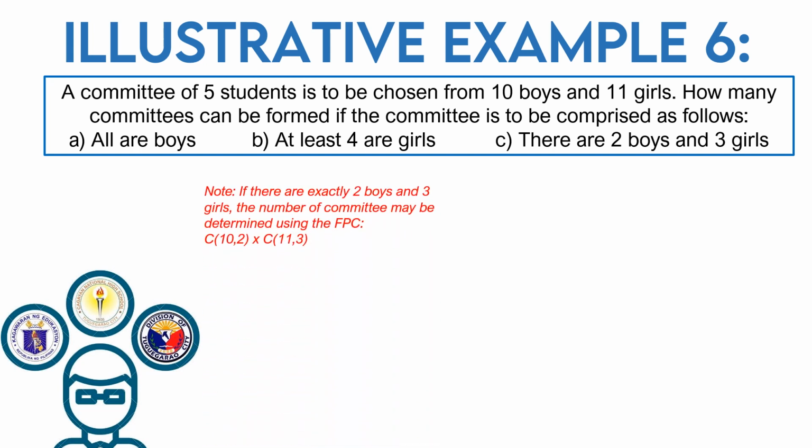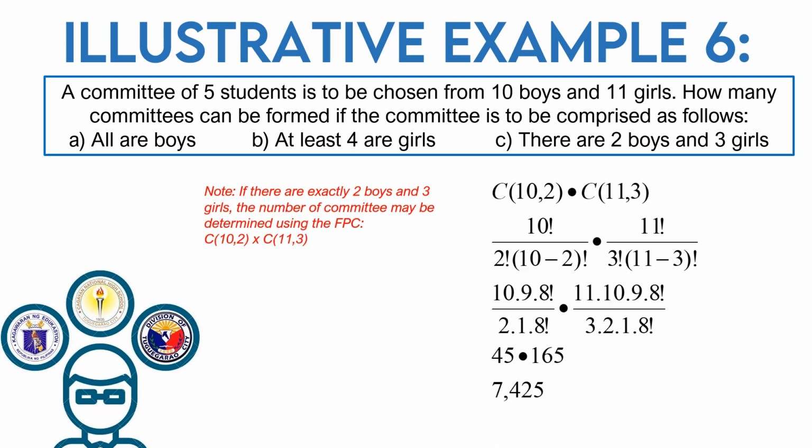So note, if there are exactly 2 boys and 3 girls, the number of committees may be determined using the fundamental principle of counting. That is, combination of 10 taken 2 at a time times the combination of 11 taken 3 at a time. So using that formula now, we have 10 factorial over 2 factorial times 10 minus 2 factorial, times 11 factorial over 3 factorial times 11 minus 3 factorial.